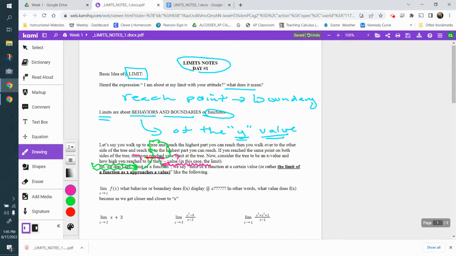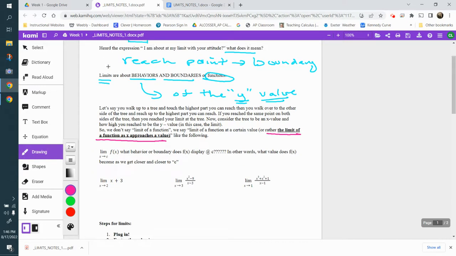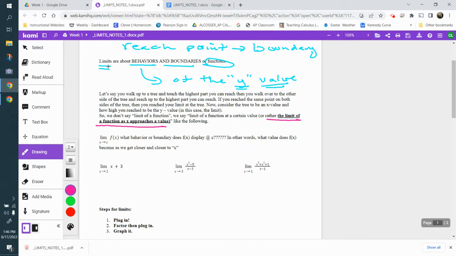Okay. So basically, the idea when we start working our way towards this is we don't say a limit of a function. We say the limit of a function at a certain value. And this is the specific sentence you guys have to use: it's the limit of a function as x approaches a value. The key is "as x approaches." Let's slide into it a little bit forward. This is the notation that you'll see.